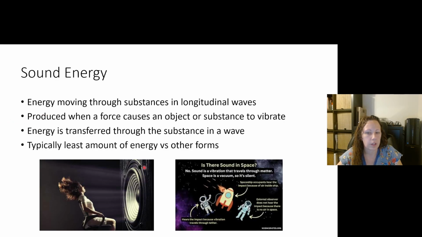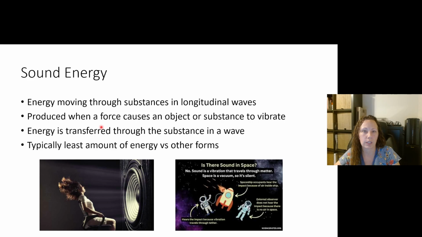Okay, sound energy is the last one that we'll talk about, which is not in the book. But sound energy is a thing. It's energy that is moving through substances. It's also in waves, but these are not electromagnetic waves. Okay, so these sound energy waves are produced when a force causes an object or substance to vibrate. So it's vibration, and energy is transferred through that substance in a wave. The key thing is it has to go through a substance.